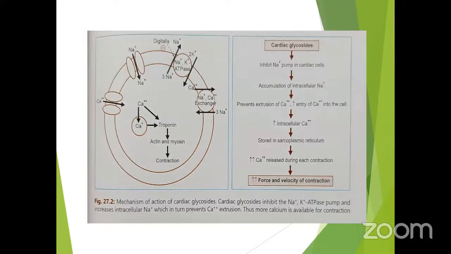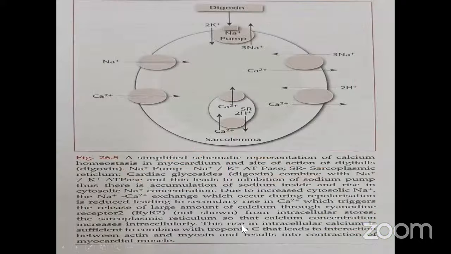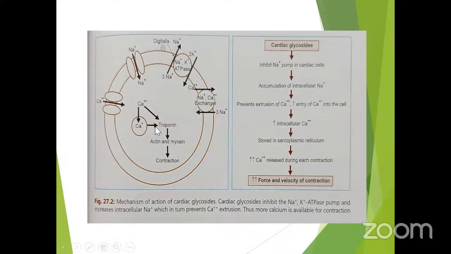This is the mechanism of action of cardiac glycosides. Normally, what is happening in the cardiac cells? Sodium entry occurs. This will go with the sodium calcium exchanger, and hence calcium also enters. This will act on the sarcoplasmic reticulum, which will act on troponin, actin myosin kinase, and hence contraction is going to occur. This is the normal one.